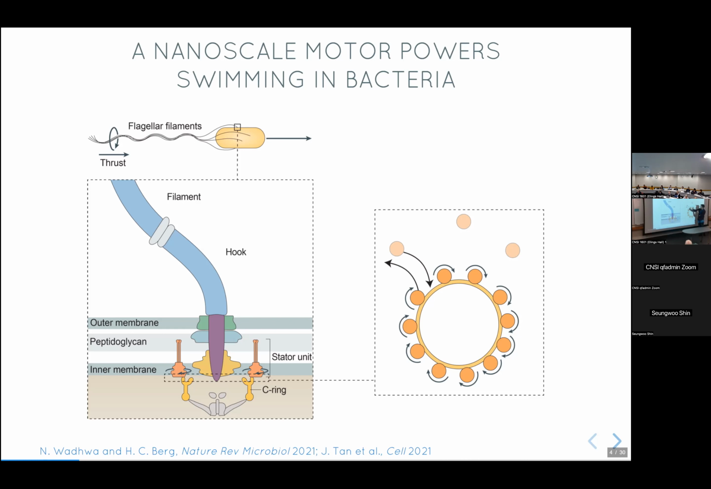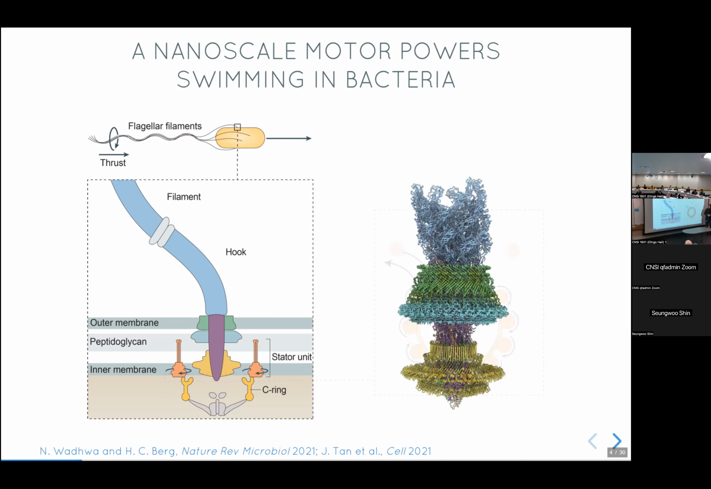these stators exchange with a pool of free units that are floating around in the inner membrane of the cell. So there is a constant turnover going on where free units can take their place and the bound units can leave. So if they're damaged or something happens, there is a self-correction mechanism in there.